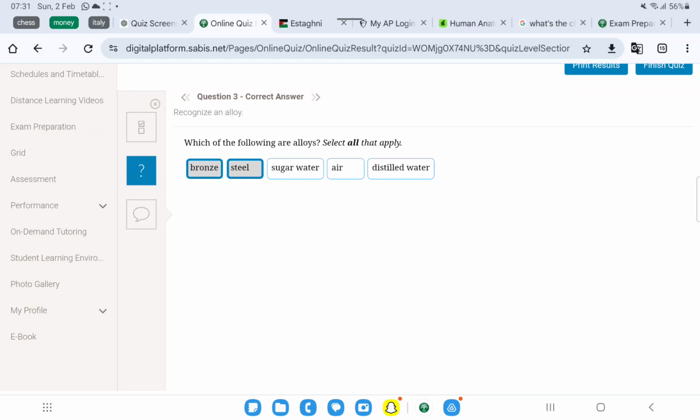Which of the following are alloys? Alloys, we know that they are solid mixtures of metals, so bronze and steel. Sugar water is a solid liquid solution. Air is a gas solution. Distilled water is pure liquid.